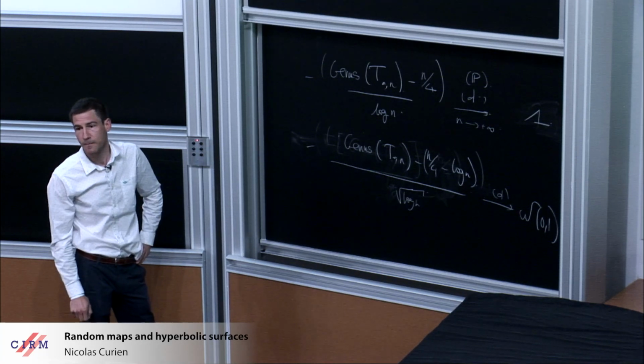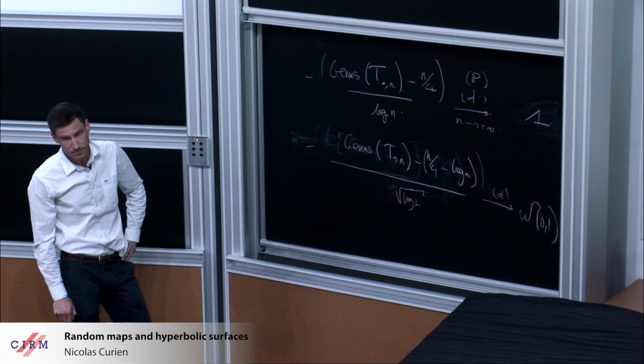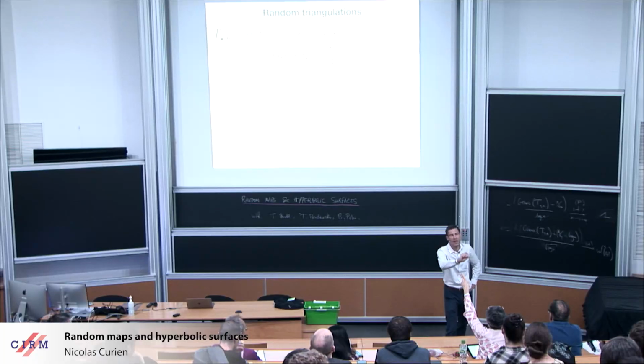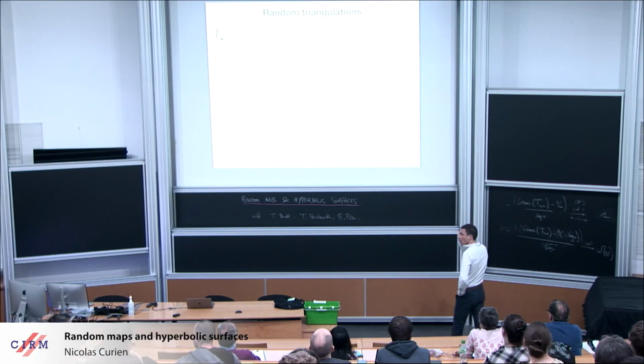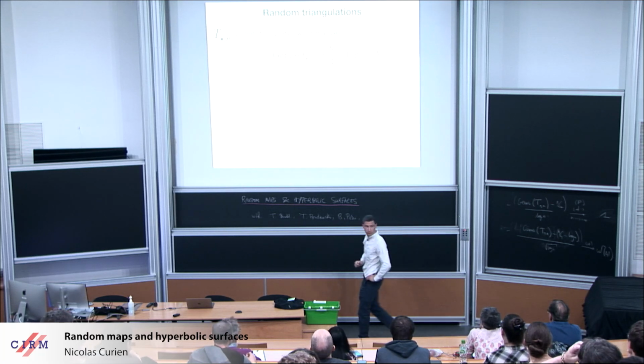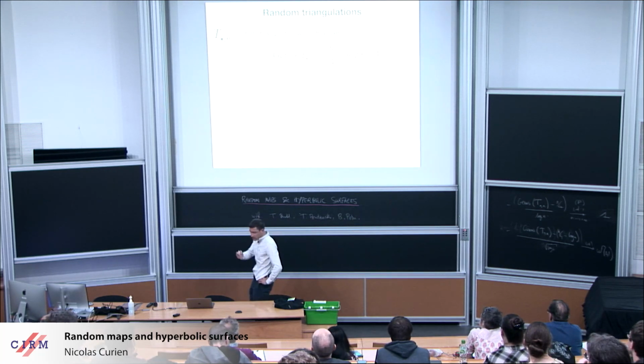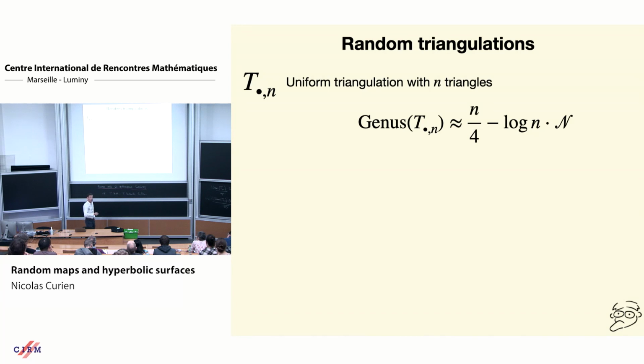What does it mean? It means when n is very large, the first order is n over 4. Just remember that. It's a random quantity, this genus, but if you look at one specific sample, it will be n over 4 with very, very high probability when n is large. Yes? You take n equals 20. Yes, you already vary.